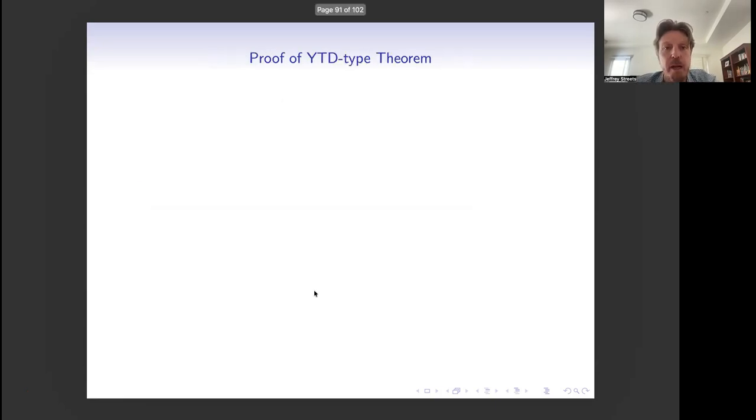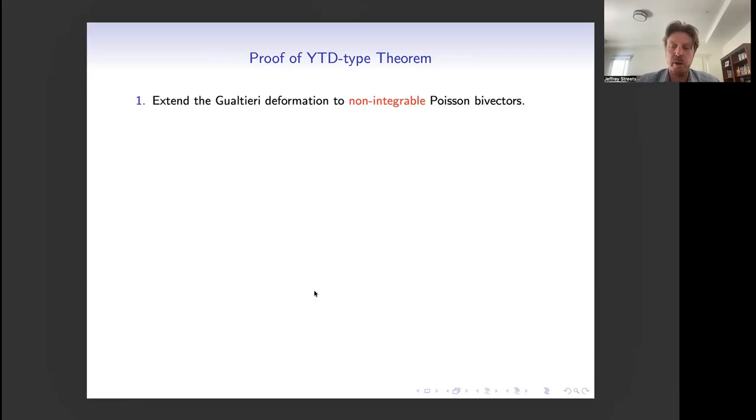Then maybe I'll spend a few minutes describing the proof of what goes into this infinitesimal YTD theorem. The first thing we have to do, part of the long-term goal, is that we hope it may be possible to say something about the moduli of Poisson tensors on, for instance, Fano Kähler manifolds using this theorem. But of course, that space in general is not smooth.